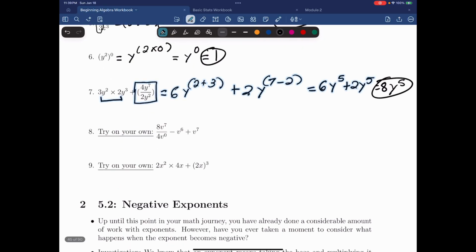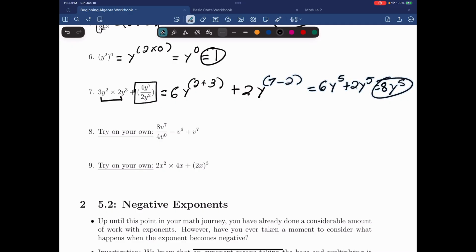Now that you've seen some examples, I encourage you to pause the video and try examples 8 and 9 on your own. And then once you have done these, you can go ahead and resume the video and we'll go through these together. And if you can get these problems correct, you're really set to go for your exponent rules. Alrighty, so assuming you have given these an attempt, let's go through this.